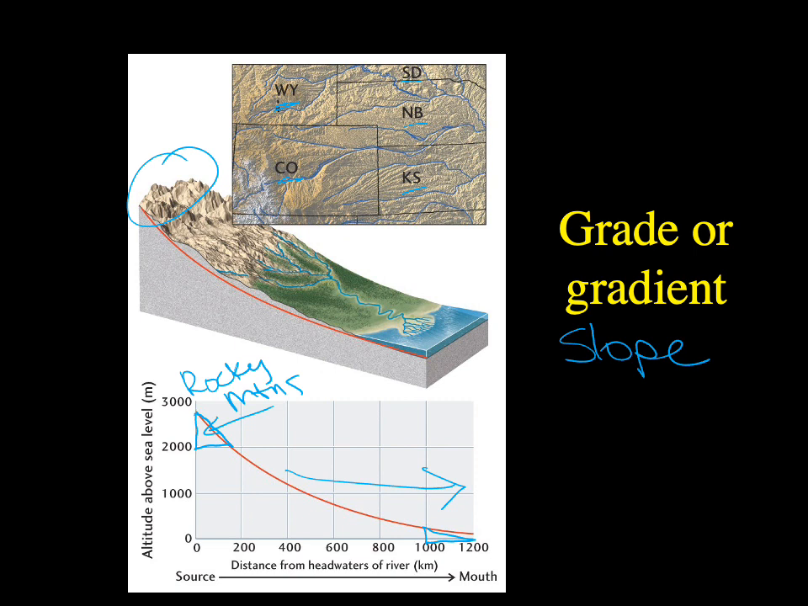So if you can remember this, where would you get U-shaped channels? Well, you would get U-shaped channels down here where the slope is relatively shallow, and you would get V-shaped channels up here where you're closest to the headwaters. Good.